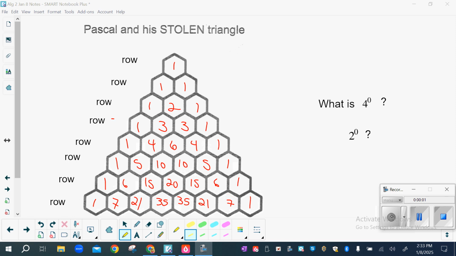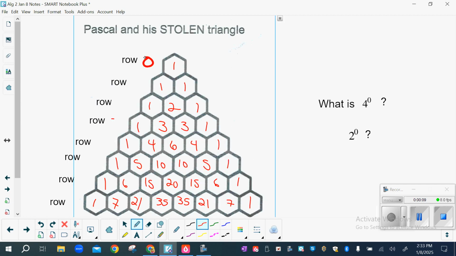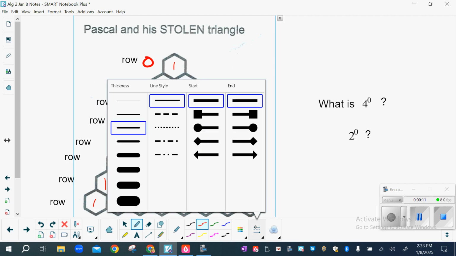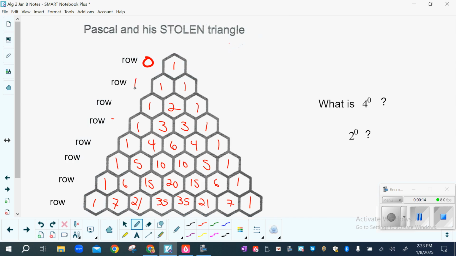Okay, so this is row 0. Row 1, row 2, row 3, 4, 5, 6, 7. So, do you see any correlation between the row and any number in those rows?